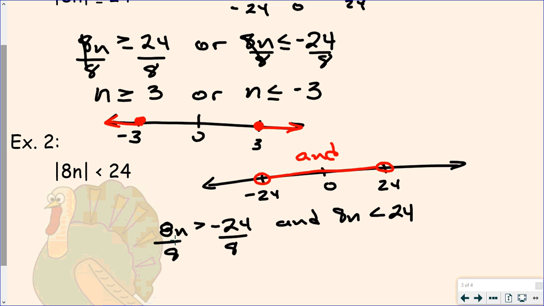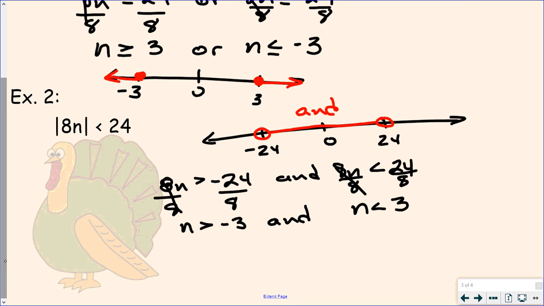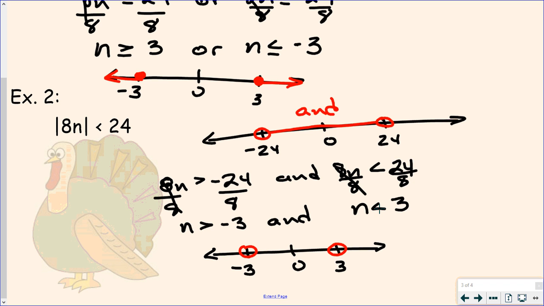Divide by 8. So n is greater than negative 3. And divide by 8 over here. n is less than positive 3. So if I was asked to graph the solution, I put 0 in the middle, 3, negative 3, these open circles. n is greater than negative 3, less than positive 3, so that shades this way.